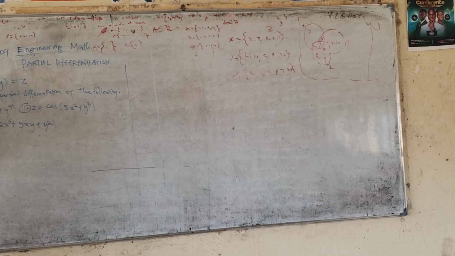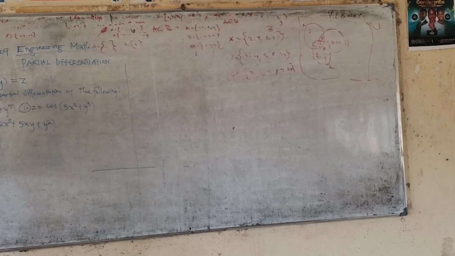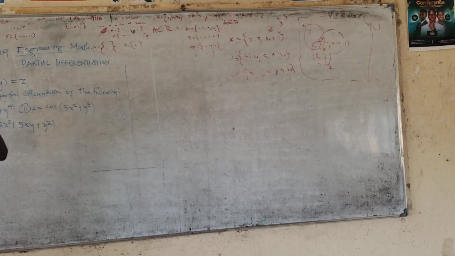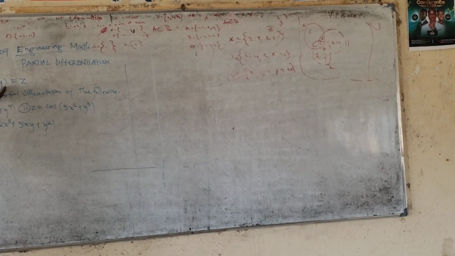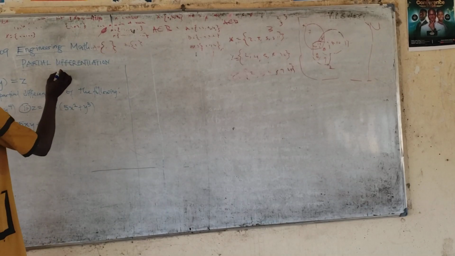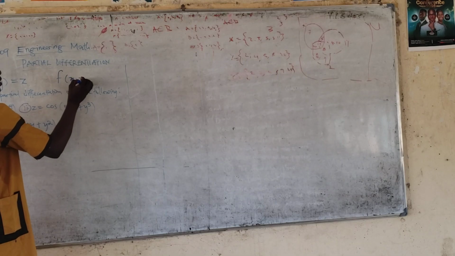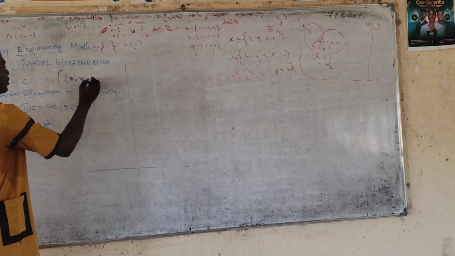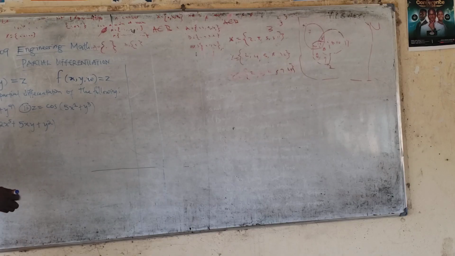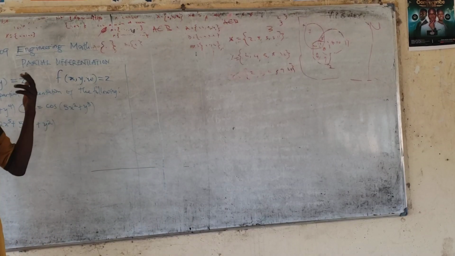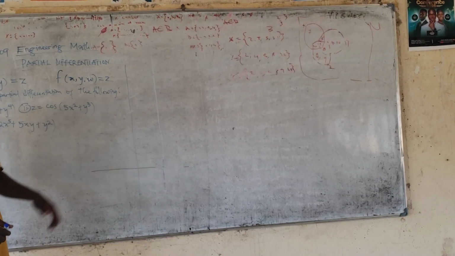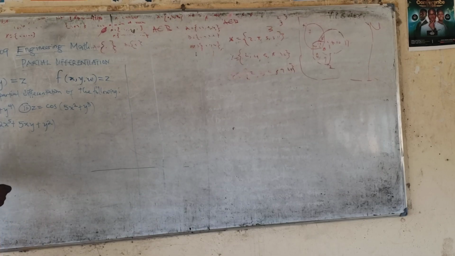Now this one, this is f of x, y, which is equal to z. What does that mean? It means inside this function, what we are dealing with is x and y. We can also write it like this: x, y, then u is equal to z. How many are these now? Three. So f of x, y, and w. So we are going to work on this one.